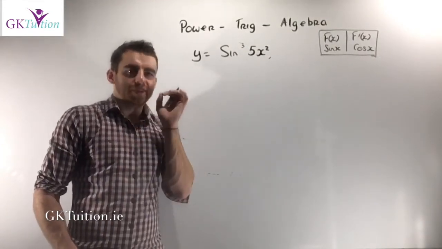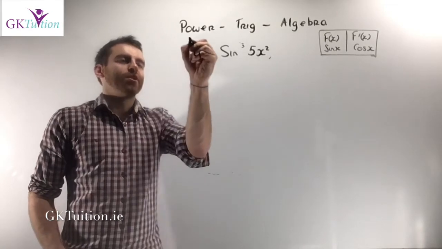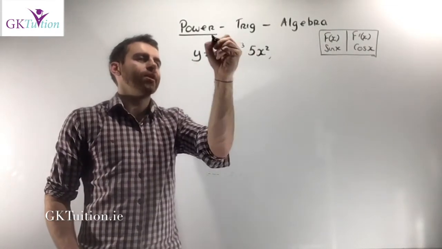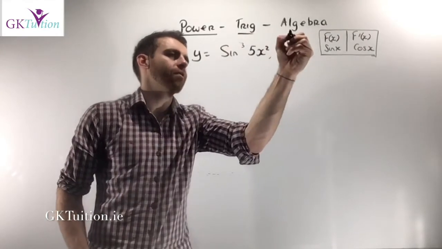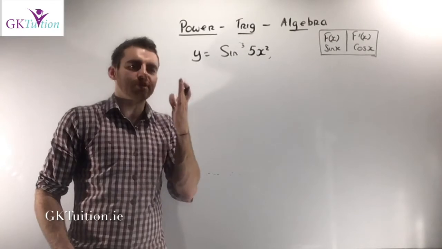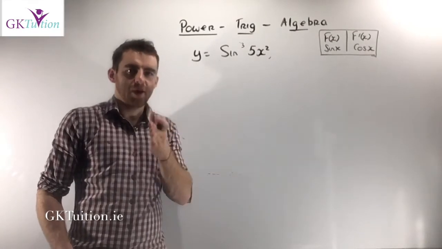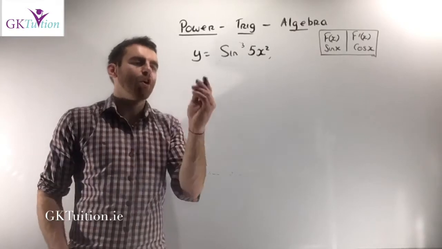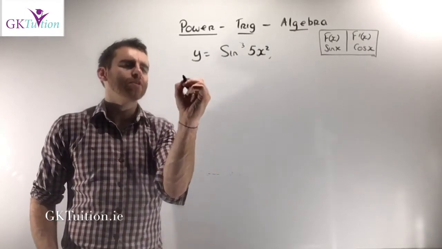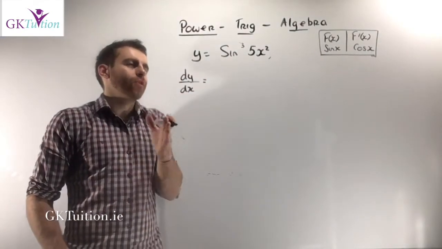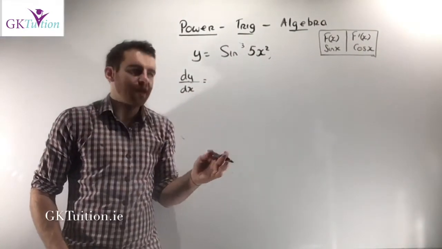Now, I always split this question into 3. The first thing you need to accommodate for is the power. Then you need to try and differentiate the trig, and then you need to differentiate the algebra. So I always tell my students that what we're doing here is PTA: power, trig, algebra. So the first thing I want to differentiate is only the power. First of all, the derivative of y is dy dx. So first thing, I'm only thinking about the power.